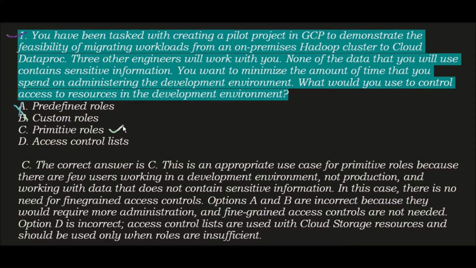Now just look at option D, access control list, is also incorrect here because access control lists are used with cloud storage resources and should be used only when roles are insufficient. Okay, that's why option D is also discarded and the correct answer here is option C, primitive roles.